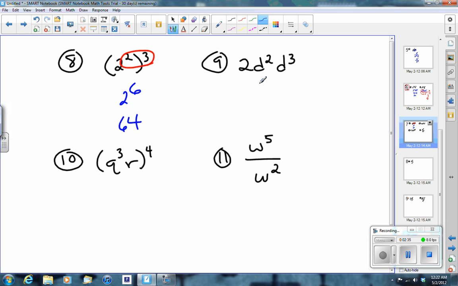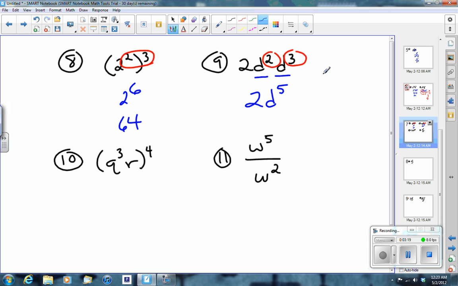And then number 9, we have 2 multiplied by d squared multiplied by d cubed. Here you need to remember that when you have the same base, here it's d, different powers, we have 2 and 3, we just add those together. So we're going to keep the 2. We have basically what we called before when we did our polynomials was like terms, d. They're being multiplied, so we just add their powers, the exponents.